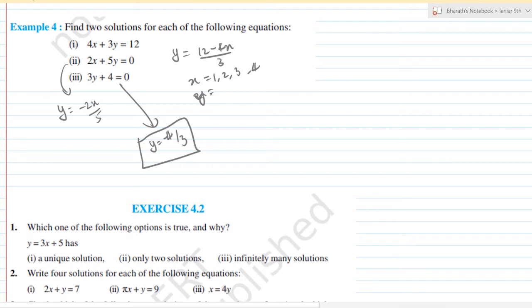Just say that since there are not 2 variables in the given equation, we can't have 2 solutions.